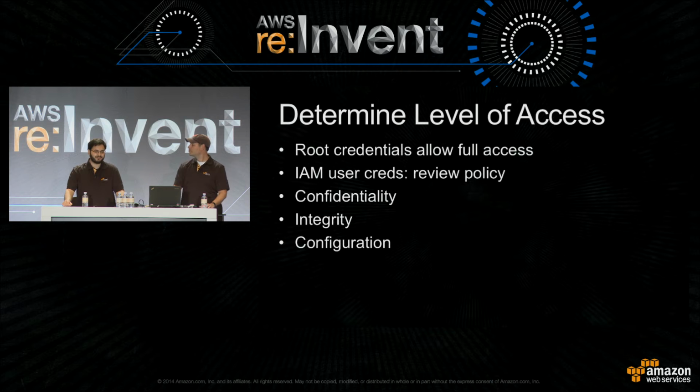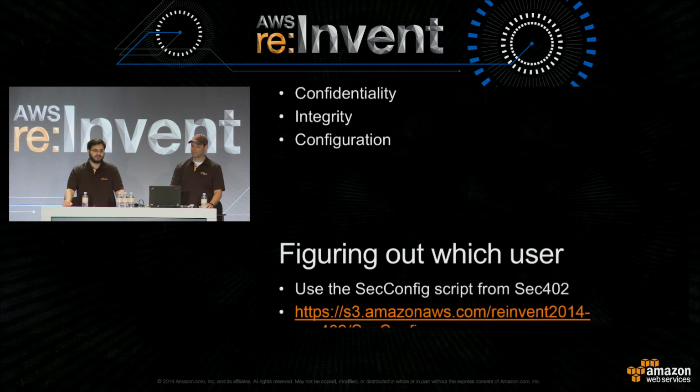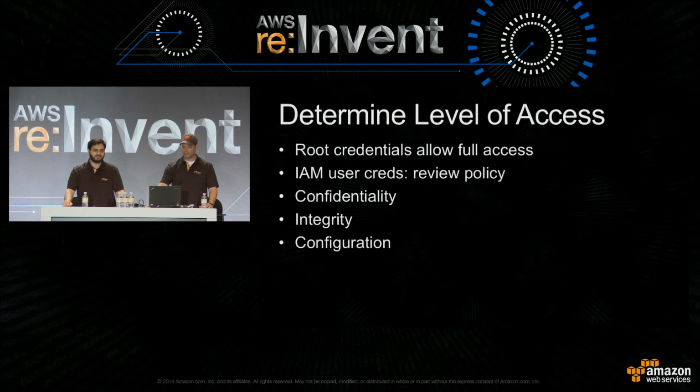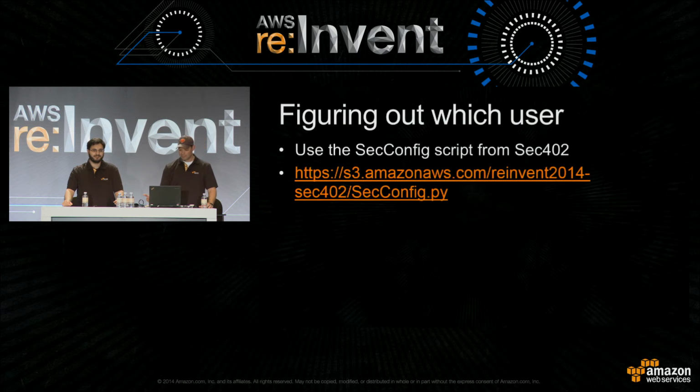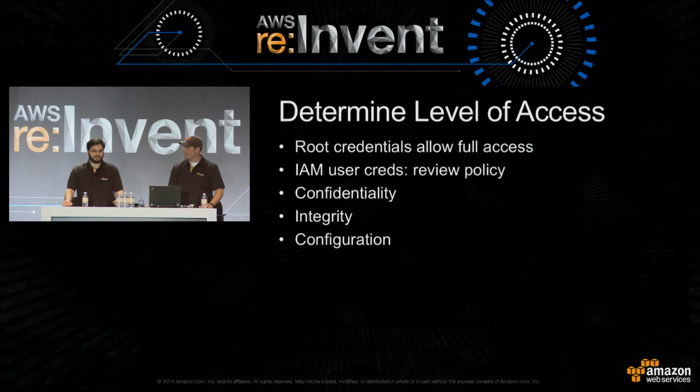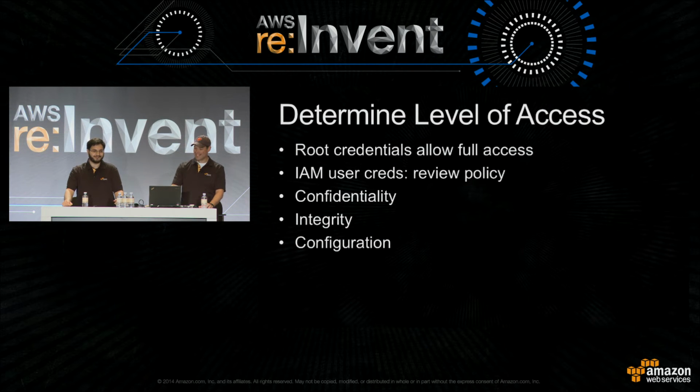So let's talk about how you actually determine the level of access. There's a spectrum on AWS credentials. The worst case is root credentials, which are the credentials associated with your account. Trusted Advisor actually tells you if you have root credentials, that's a finding. You're not supposed to have them. We recommend eliminating them. IAM user credentials, you want to look at the policy on the credential to tell you what level of access it has.